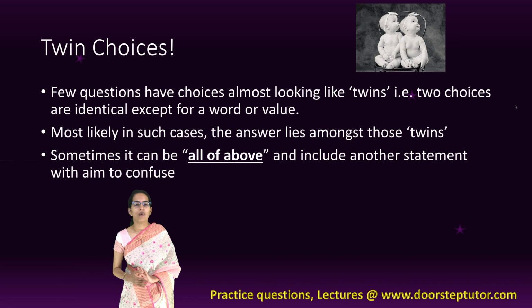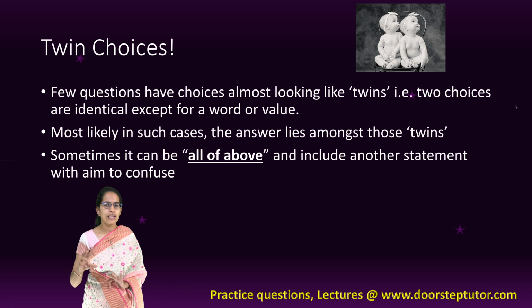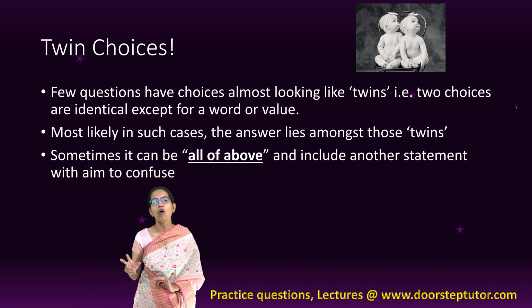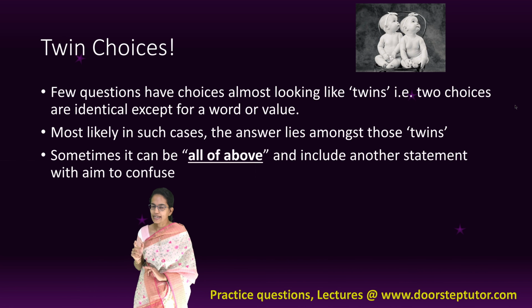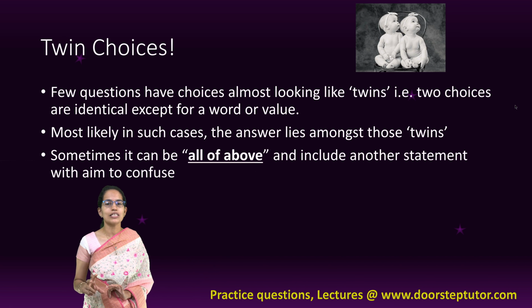The second important thing to avoid negative marking is twin choices. That means if you feel that two choices appear alike, there could be a possibility that all of the above becomes a correct answer. So in that case, be very particular, read the question very carefully.